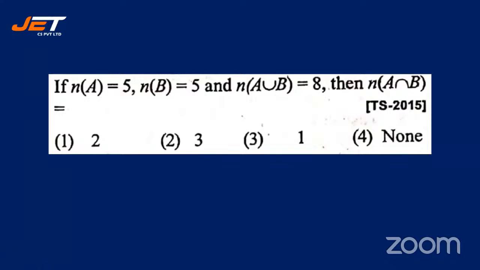If n of A is equal to 5, n of B is equal to 5 and n of A union B is equal to 8, then what is n of A intersection B? So you have a formula for this. Quickly type the formula and give me the answer. What is n of A intersection B?